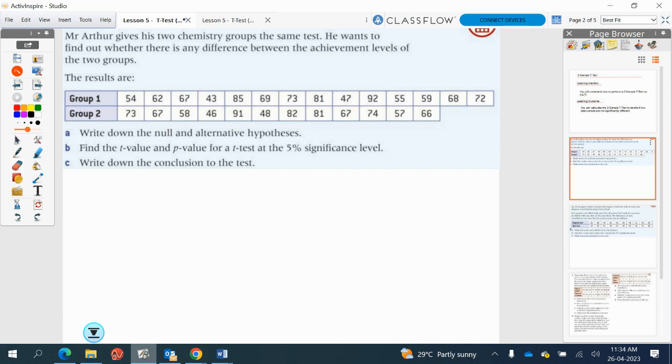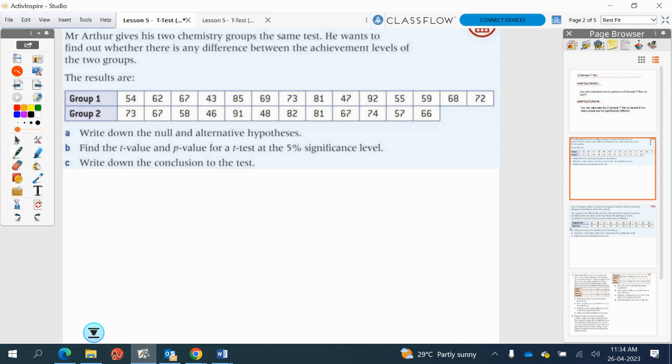Okay, so we're looking at the t-test today. Mr. Arthur gives two chemistry groups the same test. He wants to find out whether there is any difference between the achievement levels of the two groups. So we need to write down the null and alternative hypothesis.